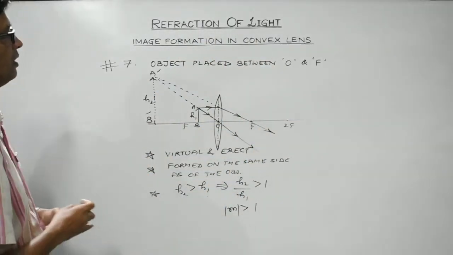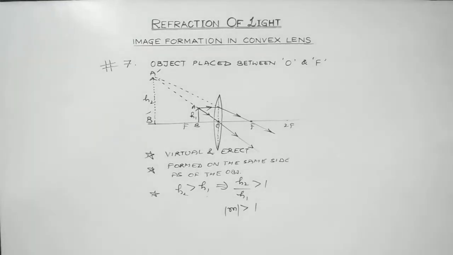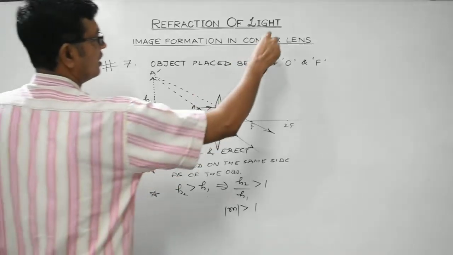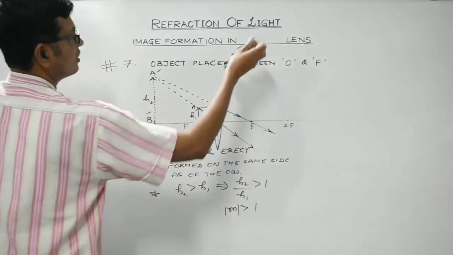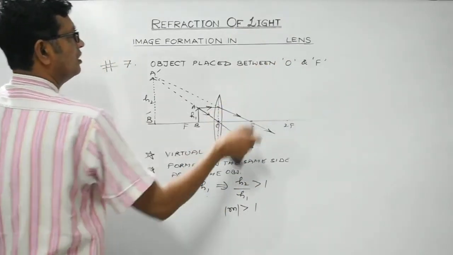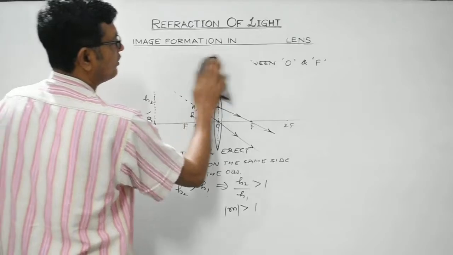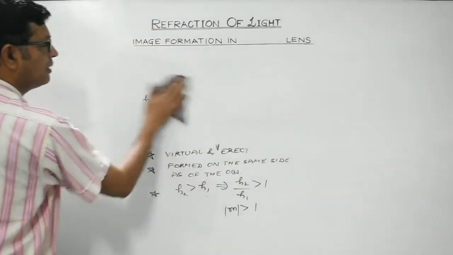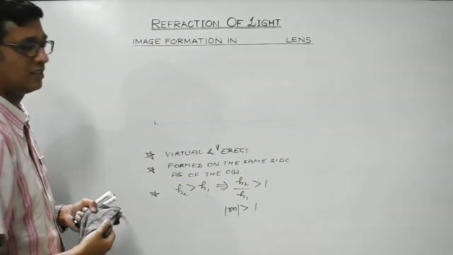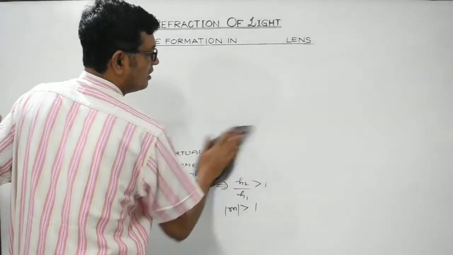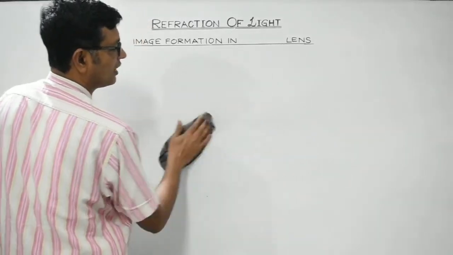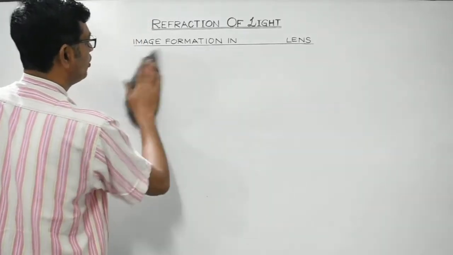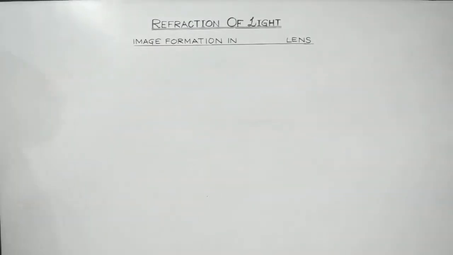Right? Now let's discuss the image formation in the case of a concave lens. In the case of a concave lens, or diverging lens, the nature of the image would always be virtual and erect, and the size of the image obtained will always be found to be less than the size of the object. So the size of the image will always be diminished. So let's check it out.